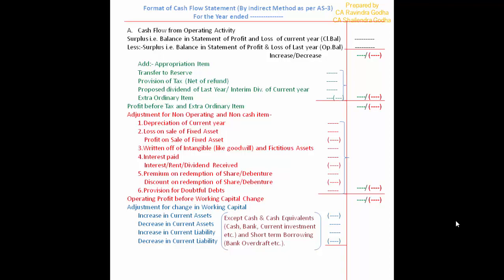Increasing current asset is an outflow. Students are confused too many times about how an increase in current asset is an outflow. So simply take an example: if we purchase stock, then it is an increase in current asset, and when we purchase stock, we have to pay money. So an increase in current asset is an outflow.